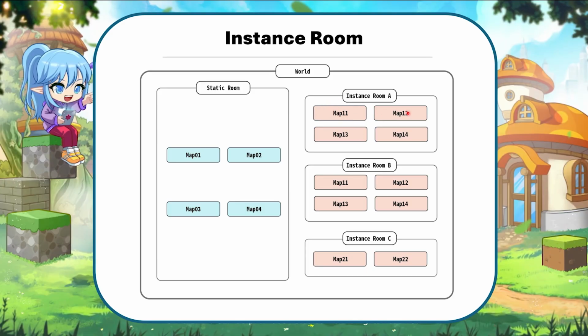We can see map 11, 12, 13, and 14 have the same map being copied in instance room B, and instance room C has its own set of maps, map 21 and 22, that has been used to create this instance room C. So within a static room, all maps will be shared, and there can only ever be a single instance of this static map. Instance maps can be duplicated, dynamically created, and destroyed depending on its need.